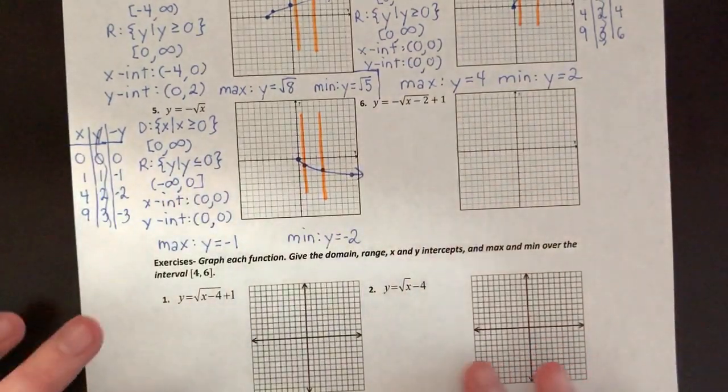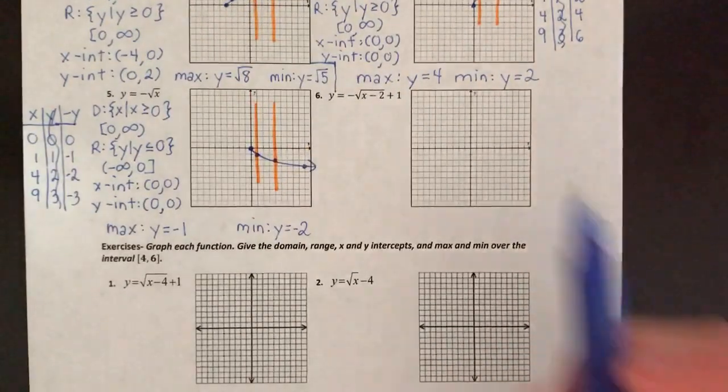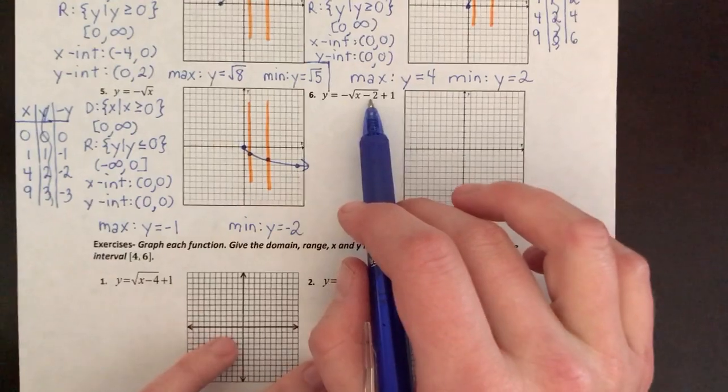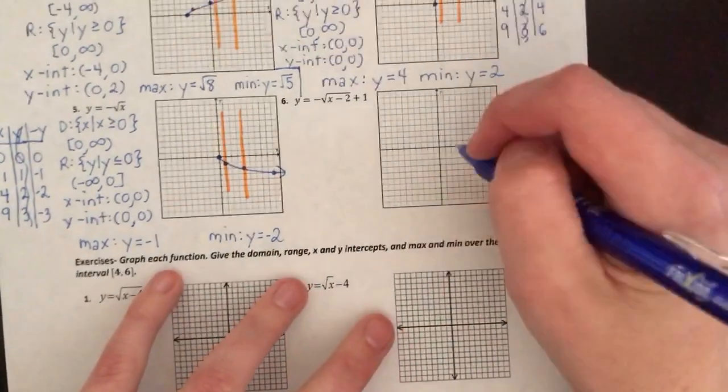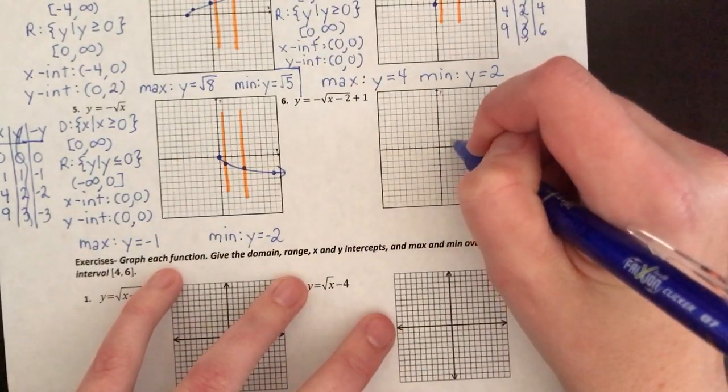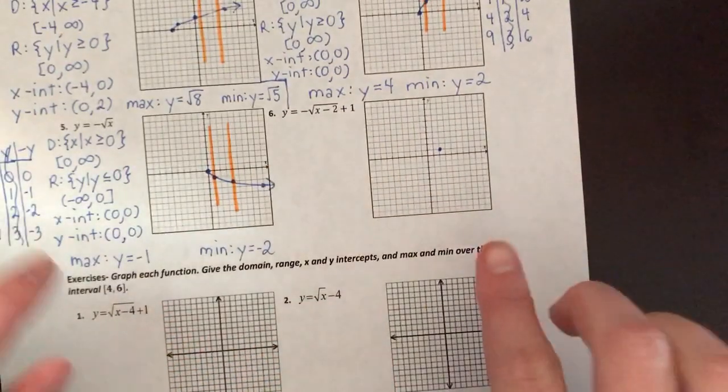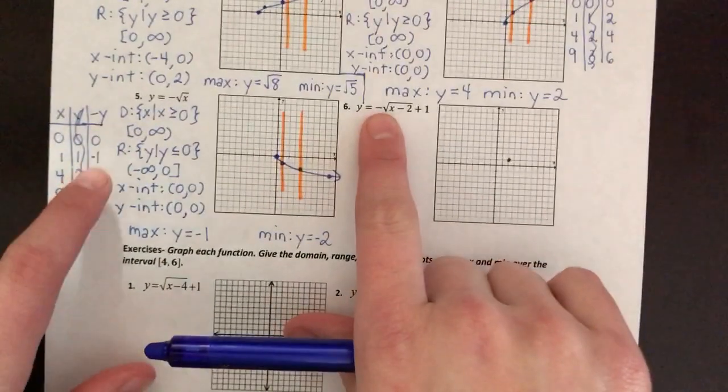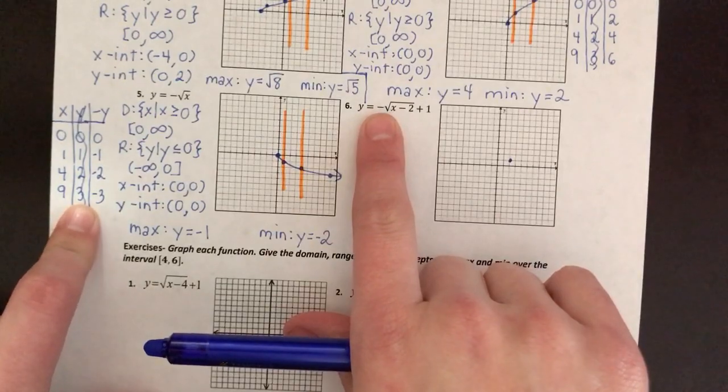All right, so last one, putting it all together. So we have a reflection, a shift right 2, and a shift up 1. So the graph goes right 2, up 1. I'm going to deal with that first. And then we know it's been reflected. So don't reinvent the wheel. You already have that table over here.